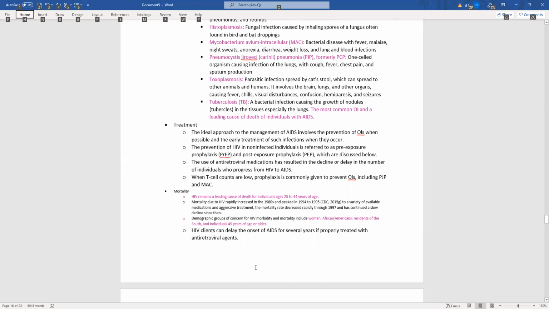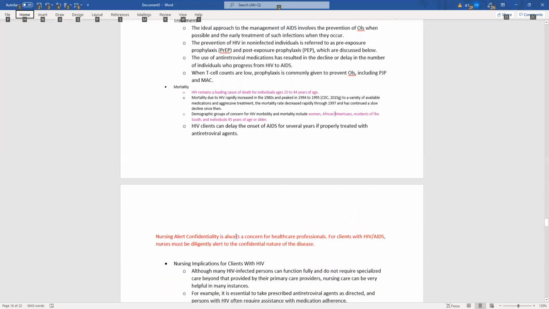And there might be a select all that apply. And like I said, HIV clients can delay the onset of AIDS for several years if they take the antiretroviral agents. Take your drugs.